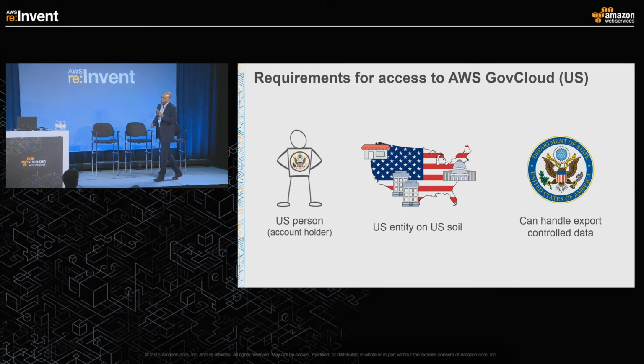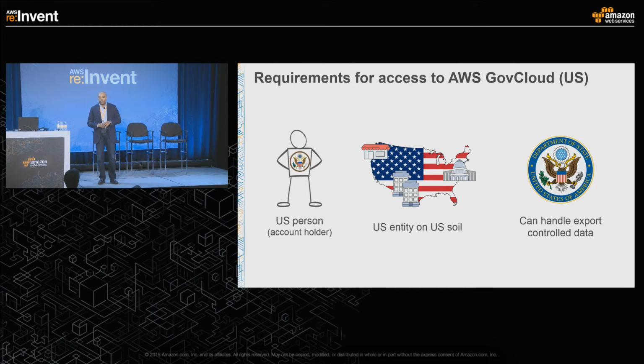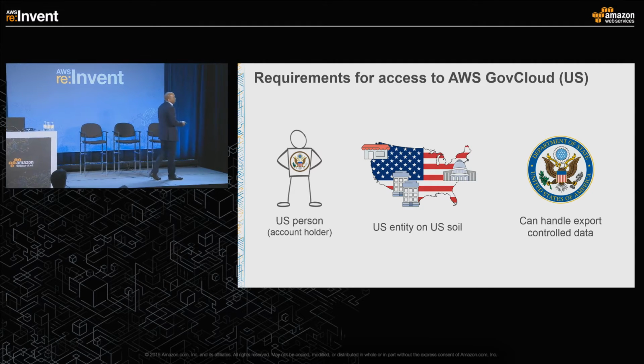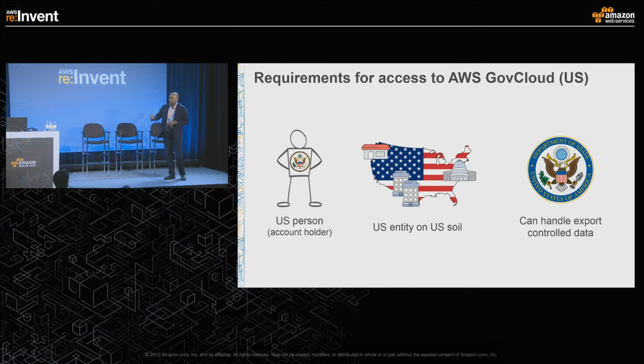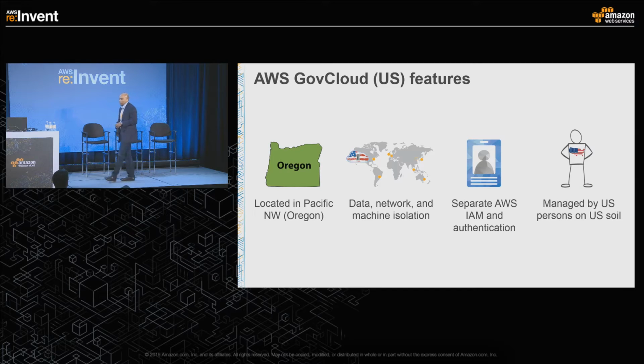So U.S. person plus U.S. entity on U.S. soil. And then the third core requirement is that neither the account holder or the organization that is requesting access to GovCloud can be barred from handling export controlled data. So as part of our vetting process, we actually run checks to ensure that the account holder and the organization that they work for or are affiliated with do not show up in a State Department or Department of Defense database that says you have violated export control laws. Now, that applies regardless of if you're going to be using GovCloud for ITAR workloads or not. So 3 foundational requirements for access to the region.